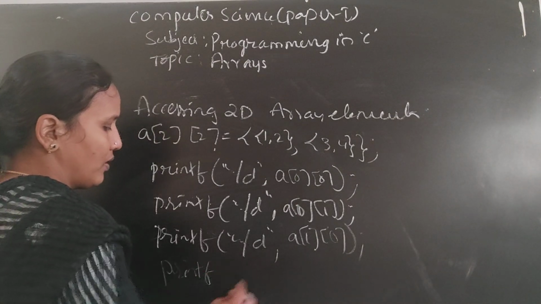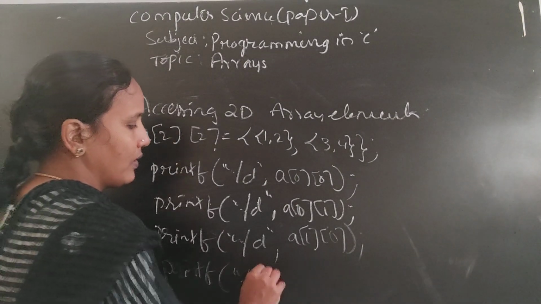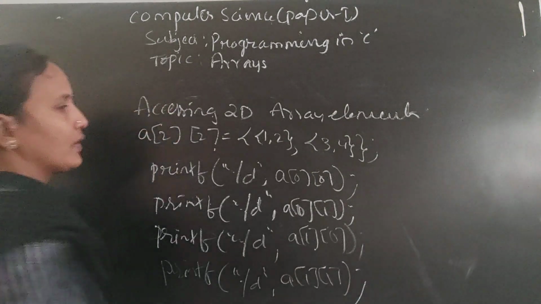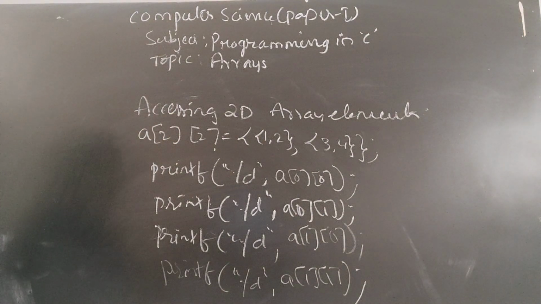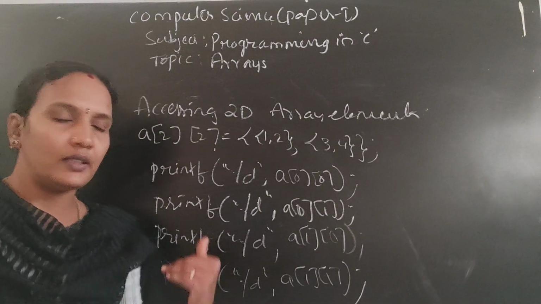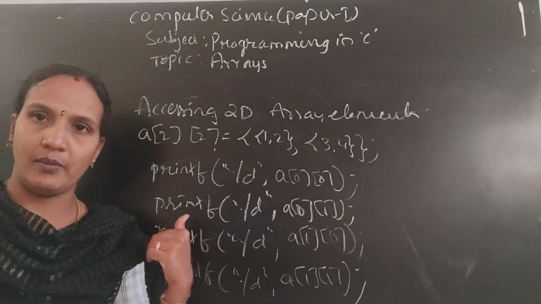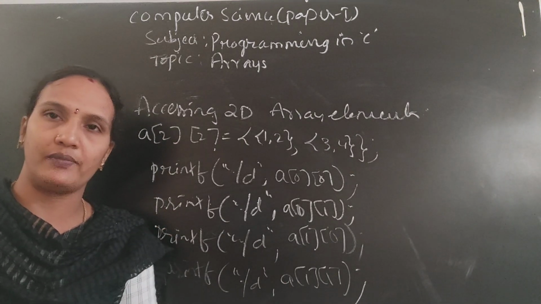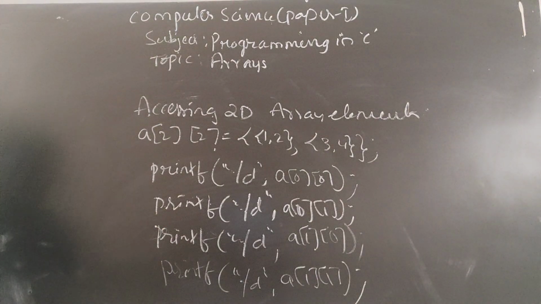printf, %d, A[1][1]. So this is the accessing. Declaration is over, initialization is over. The next one is accessing, meaning printing the elements: how to print 2-dimensional array elements. Take a screenshot of this.